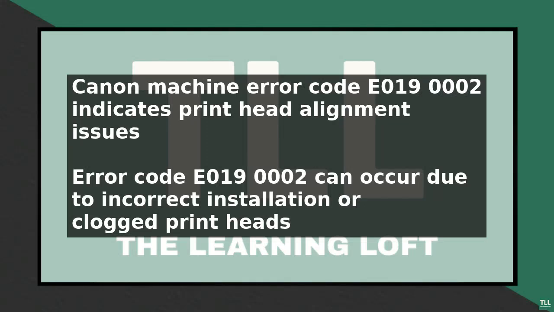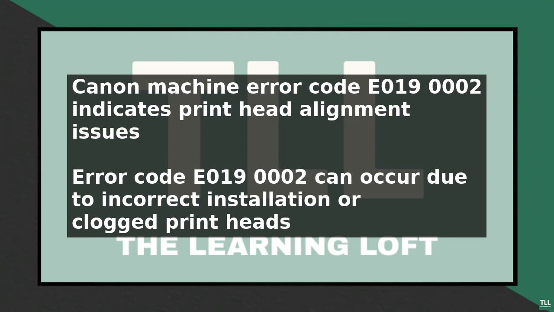How to fix Canon machine error code E0190002. The Canon machine error code E0190002 indicates a problem with the printhead alignment or the ink cartridge system. This code can appear due to various reasons such as incorrect installation of the printhead or ink cartridges, clogged printheads, or issues with the printer's calibration.